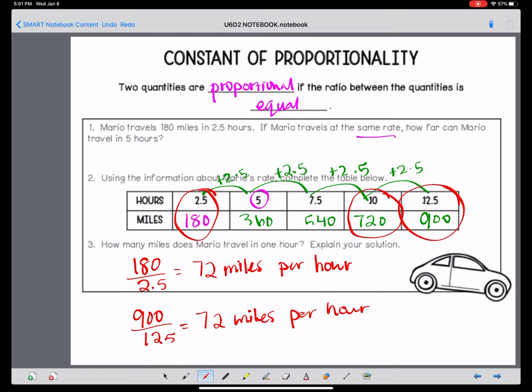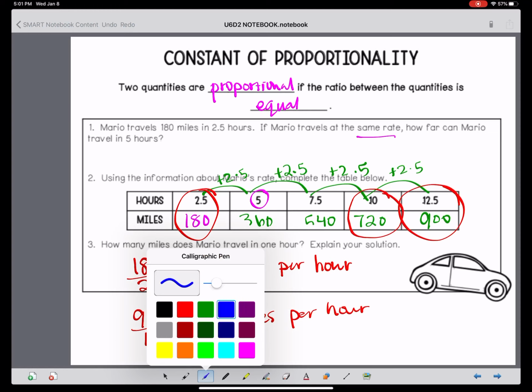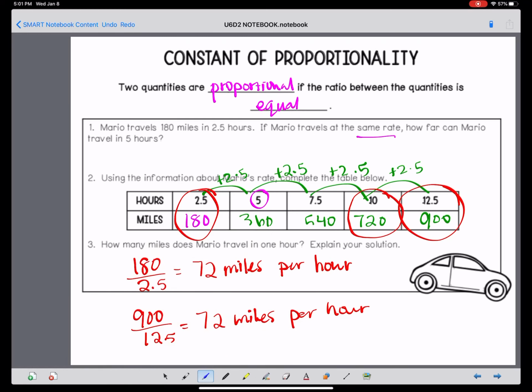So that's pretty cool. What this means right here is that for each one of these rates, like 180 divided by 2.5, if you do that, you'll get 72. If you do 360 divided by 5, you'll get 72. If you do 540 divided by 7.5, you'll still get 72. So 72 is our constant.